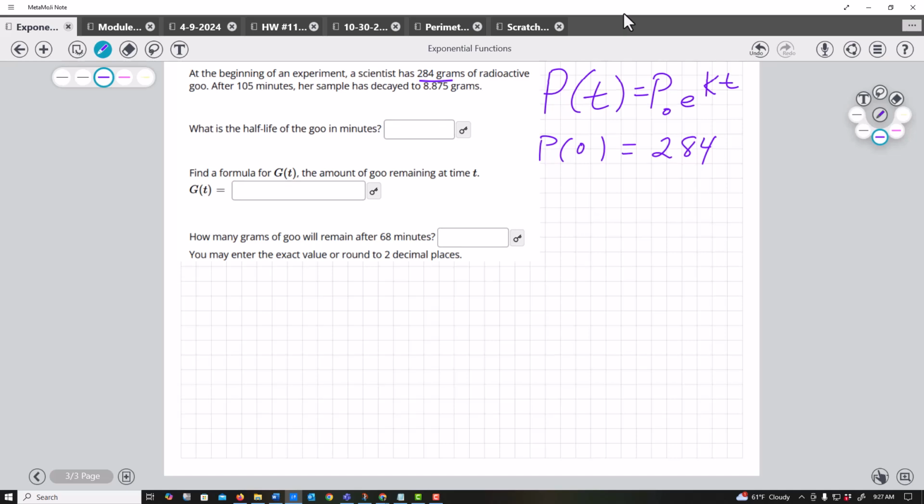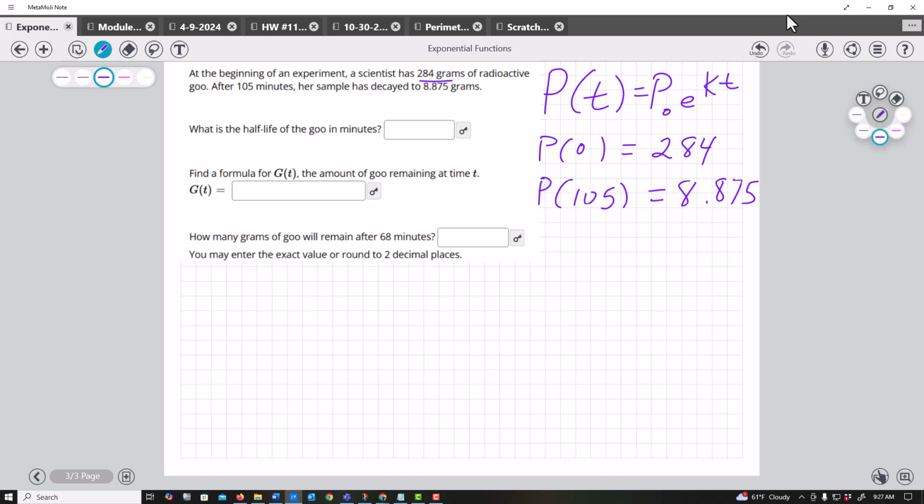It says at the beginning. And then after 105 minutes, it decays to 8.875 grams. So this is the information given to us. What we can do with this is plug these values in to solve for K, and that's the point, to get a formula that we can plug in any T. So we need to solve for K first.